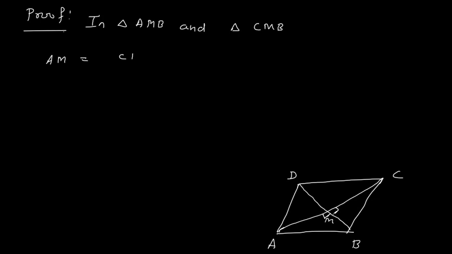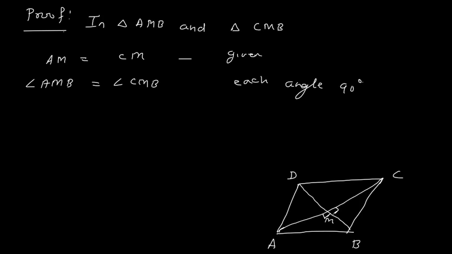AM is equal to CM, angle AMB is equal to angle CMB. Here you can say that it is given. Here you can say that each angle is 90 degrees, or if you write given, then also it is okay. And BM equal to BM, they are common sides. Common side, I will say common side.